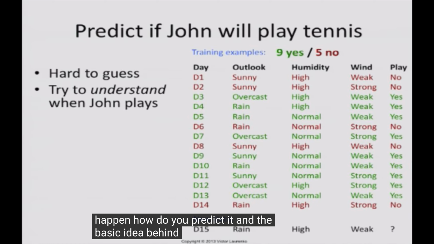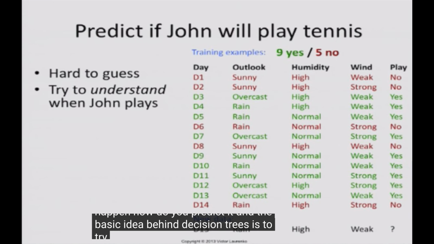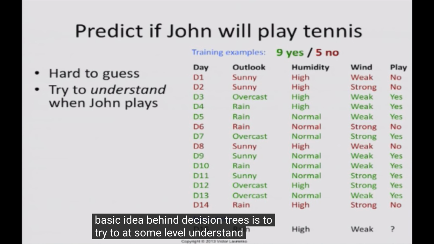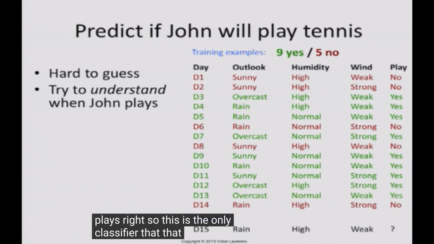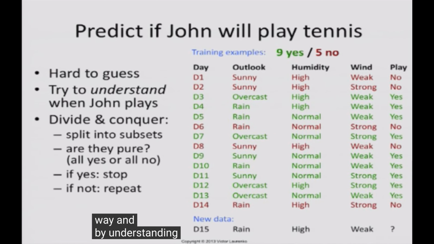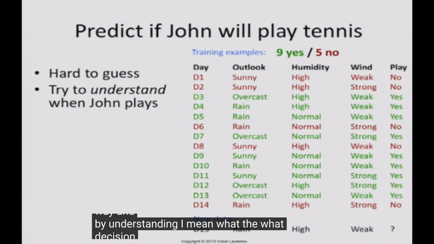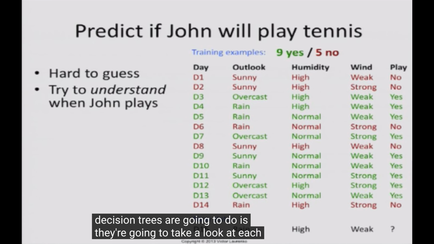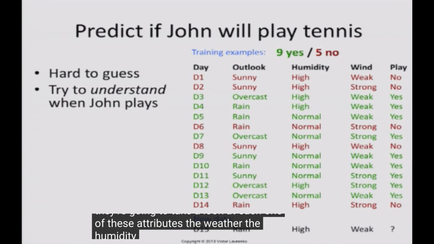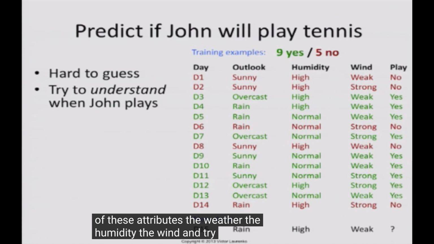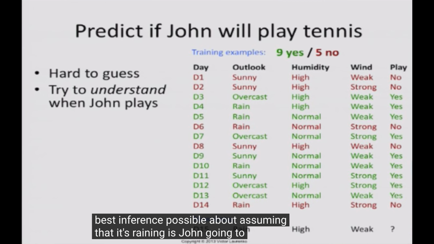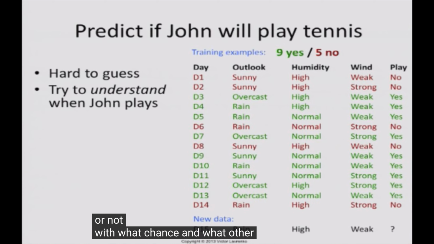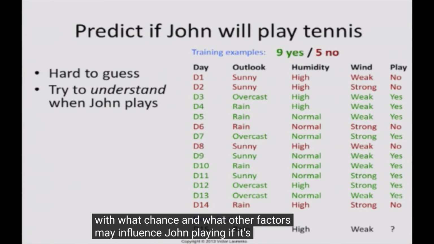The basic idea behind decision trees is to try to, at some level, understand why John plays. This is the only classifier that we'll cover that tries to predict in this way. What decision trees do is look at each of these attributes, the weather, the humidity, the wind, and try to make the best inference possible: assuming it's raining, is John going to play or not, with what chance, and what other factors may influence John playing if it's raining.